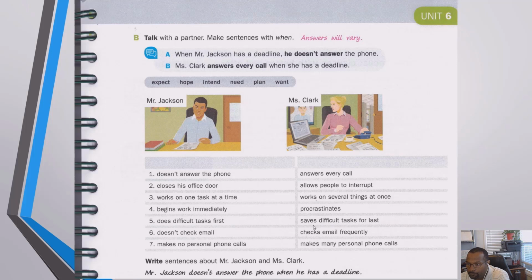Miss Clark saves difficult tasks for last when she has a deadline. Miss Clark checks email frequently when she has a deadline. And the last one, Miss Clark makes many personal phone calls when she has a deadline.